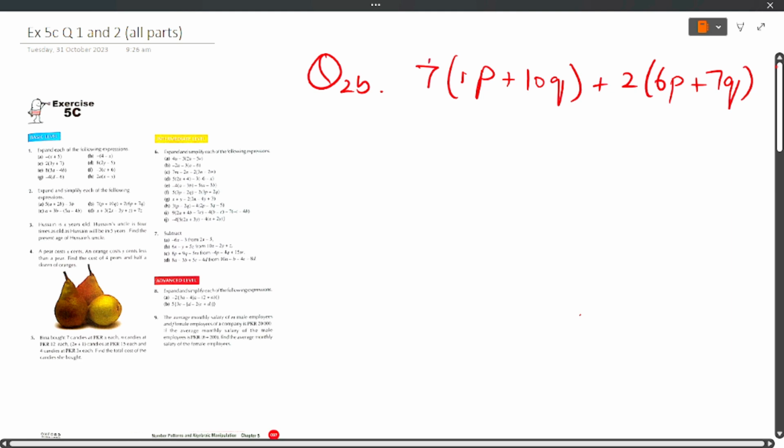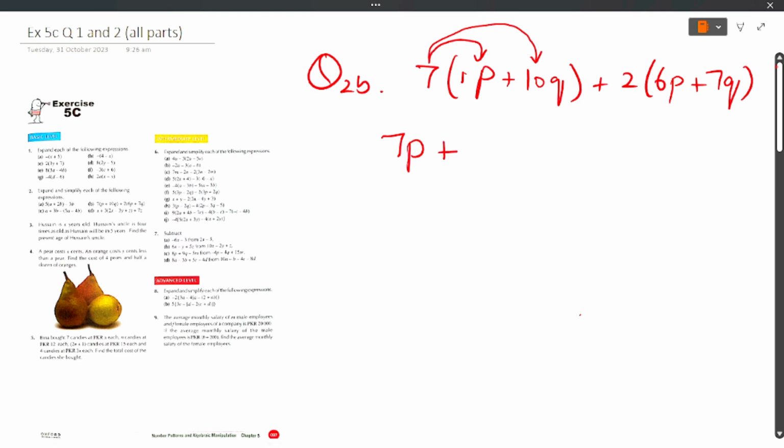7. So 7 is going to multiply with 1p, and then 7 is going to multiply with 10q. So 7 one times 7p. What is the sign? Plus 7 10 times 70q. Okay. Now let's solve this one. 2 is a variable or constant? Constant is going to multiply with the constant. 2 multiply with the constant 6 plus 12p. So 2 variable is going to multiply with the 7.